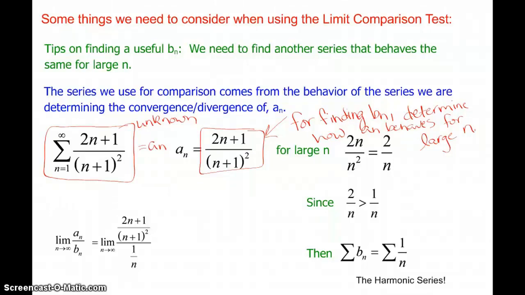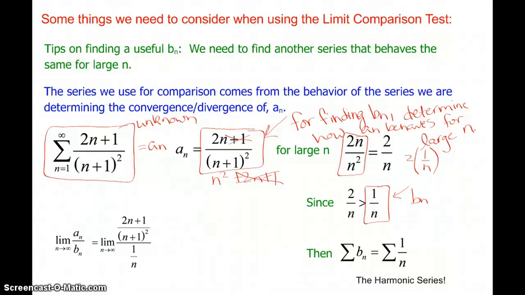Now, there are some things we're going to have to do. This is a process. For large n, the plus 1 in the numerator is not really doing anything. The denominator is n squared plus 2n plus 1. For large n, that's not really doing anything. So for large n, that's how a sub n is acting. Now, I can have a constant times an nth term, and it's not going to affect convergence or divergence. So really, there is a good choice for B sub n.